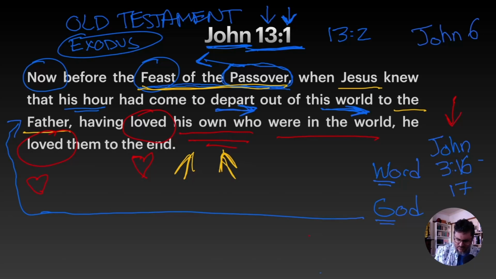And finally, it says here, he loved them to the end. You can also think about it as he loved them with the utmost, with a love that's stronger even than death. With this strong, unending love. He loves them fully. He is with them throughout their entire life. So that's a little bit of John chapter 13, verse 1.